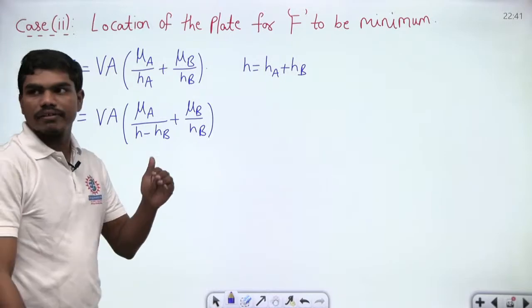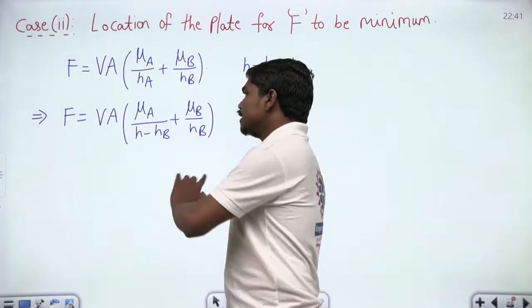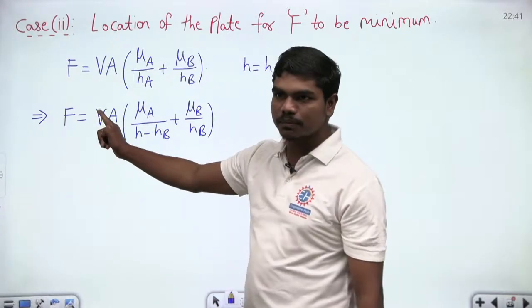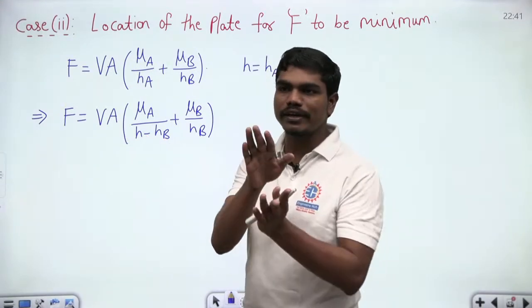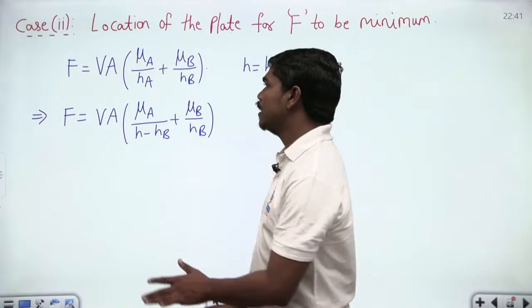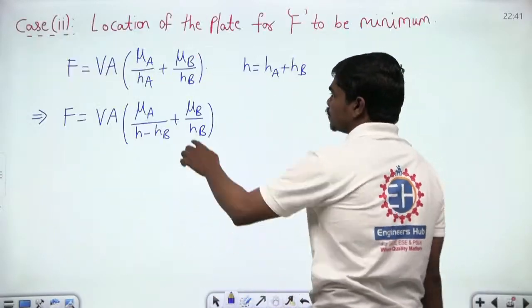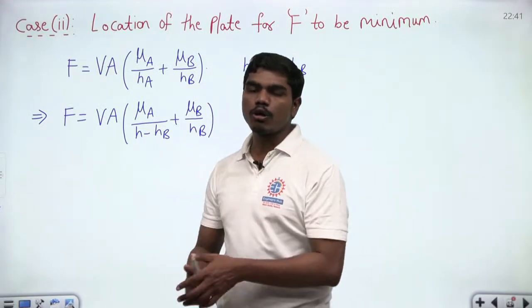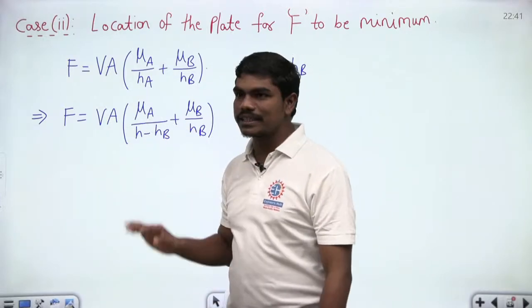Can we write this? Now, if we are writing this, one very important thing that you can observe here: out of all these terms on the right hand side of this equation, the velocity at which this plate is moving is a constant. The area which is exposed to the fluid is also constant for any given plate and fluid situation. Once the oils are filled, mu A and mu B are fixed. This h, the distance between the plates, is fixed. Now, out of all these terms on the right hand side, what is the variable?